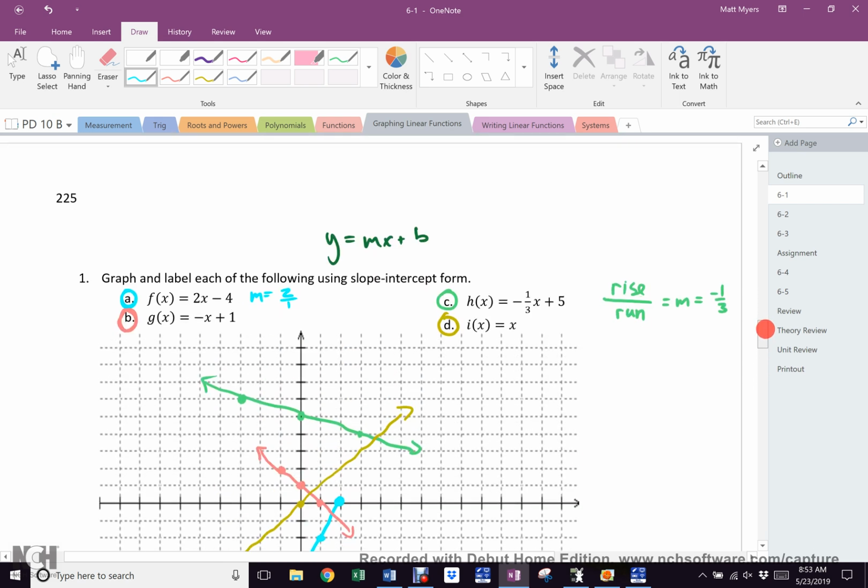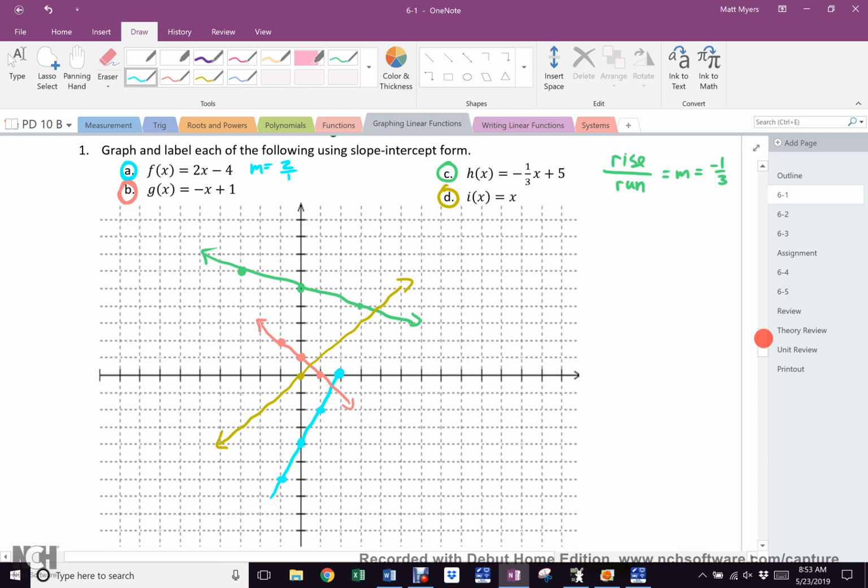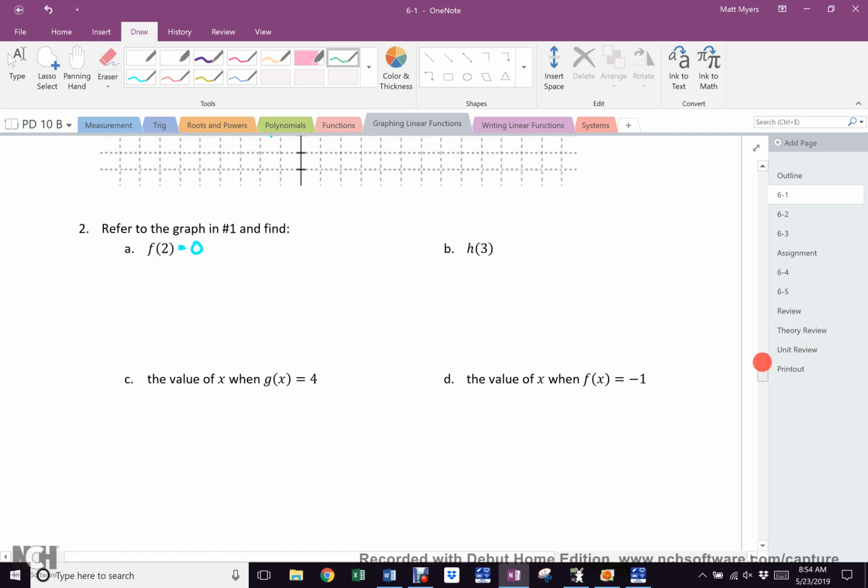Where will I find the h of 3? What color line is the h of 3? Green. h of 3, 3 is an x value, yes? So I go out 1, 2, 3. I go up. Oh, there's my h of 3. What's the y value? 4. Brilliant.